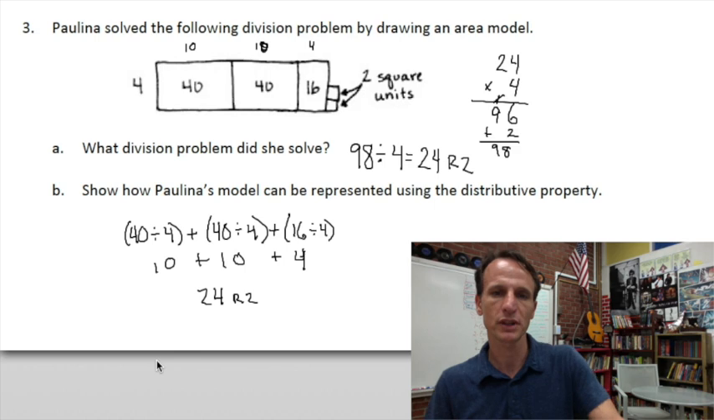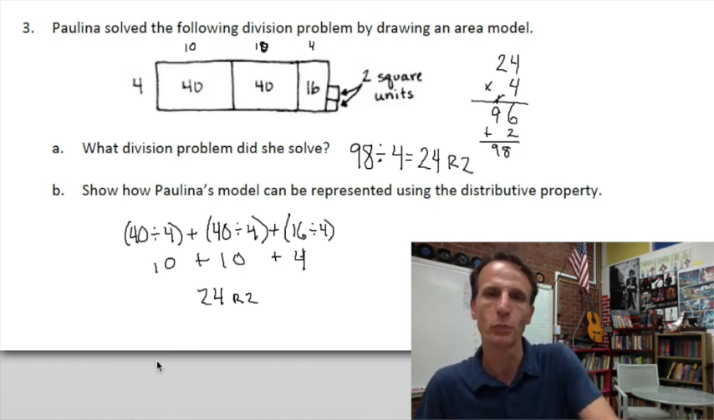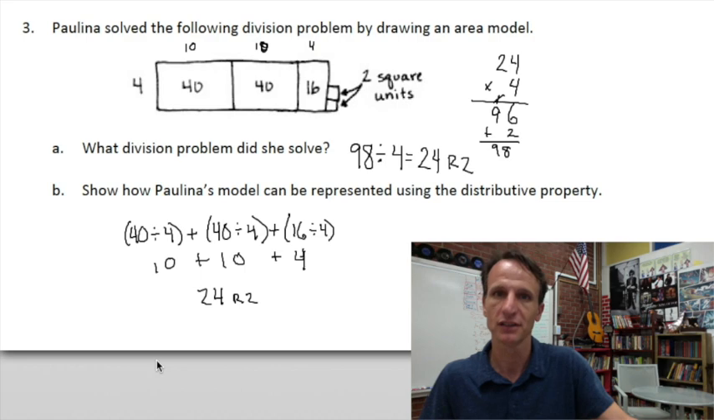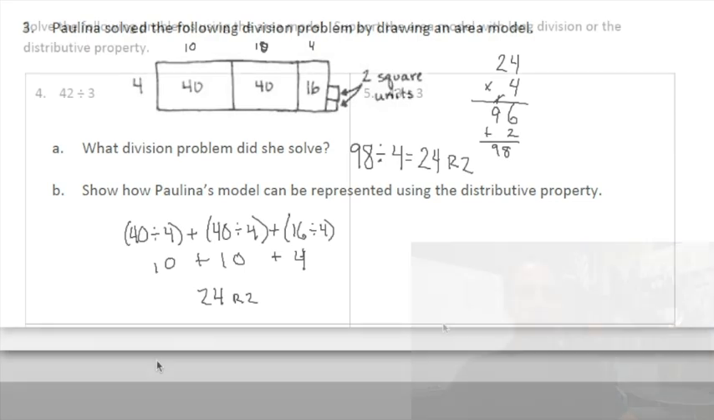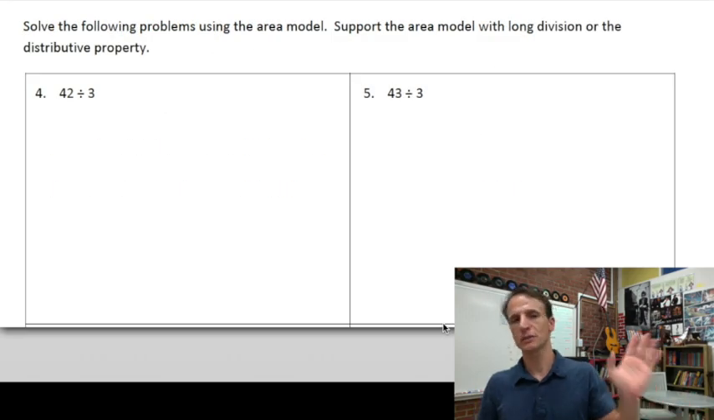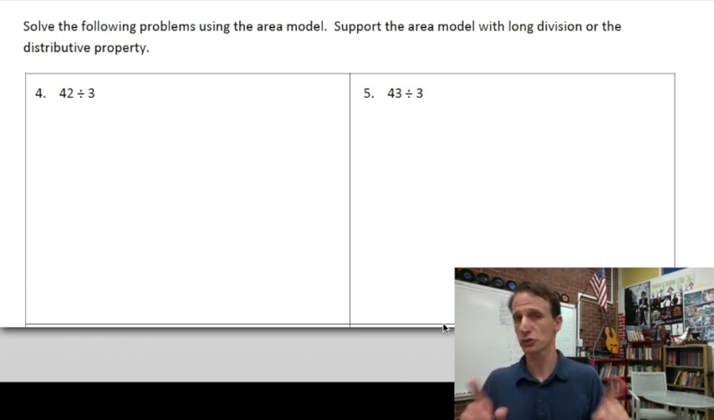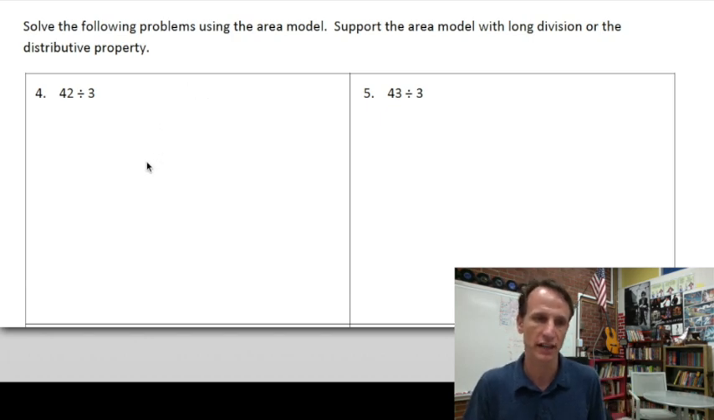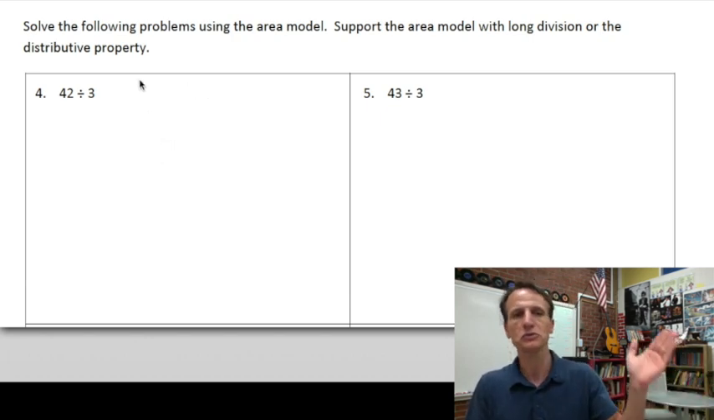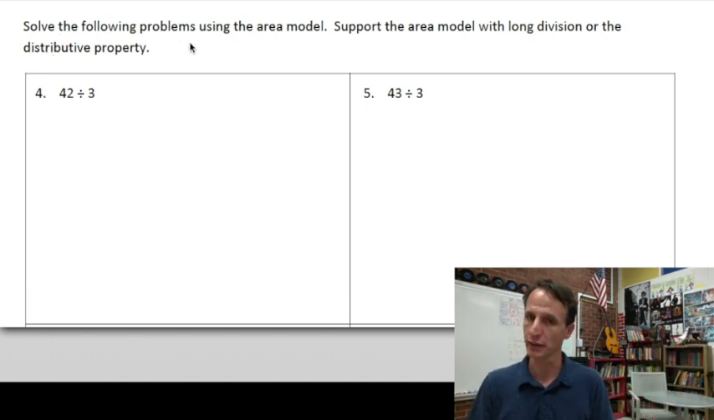So there's number 3, all set, wrapped up with a pretty bow. Let's open the next present in the next example. And now we get to do some practice. So we're going to kind of cruise through these. I'm not going to explain quite as much because I'm assuming you got the hang of the division area model here. So our instructions are to solve the following problems using the area model. We can do that. Support the area model with long division or the distributive property. I far prefer using long division because our goal here is to learn long division. So we'll be doing that on all of these.